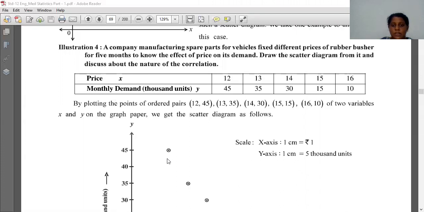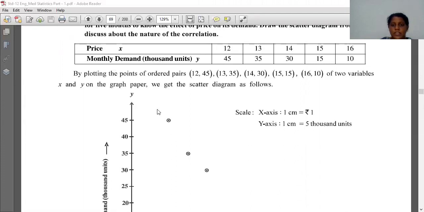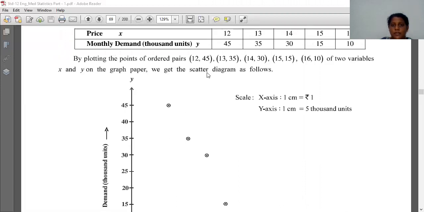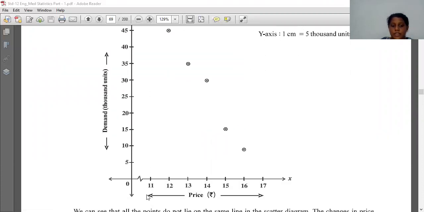Now simply we will plot the points. Here the difference is 1, 1. So we can take on y-axis 45, 35, 30, 15, 10. So we can take the difference of 5, 5, 10, 15, 20 like this. And here 1, 1 difference is given. So we can take differences as here, approximate value is given, right?